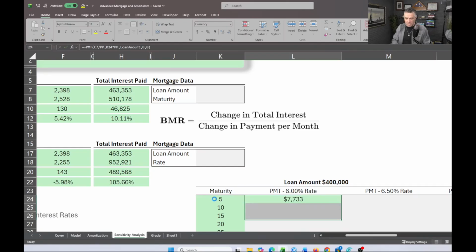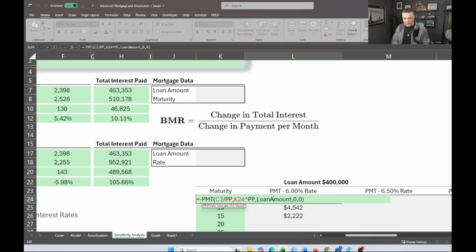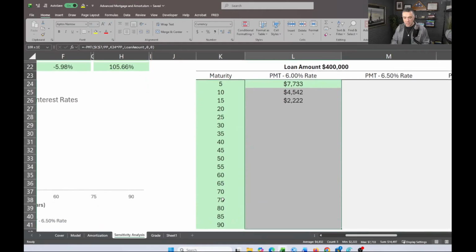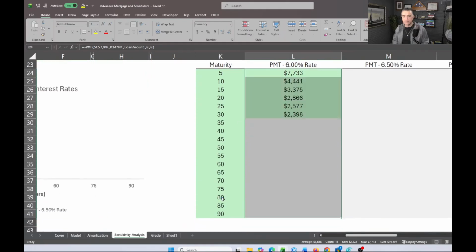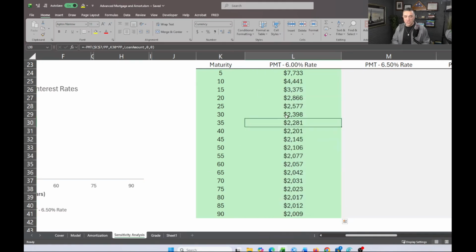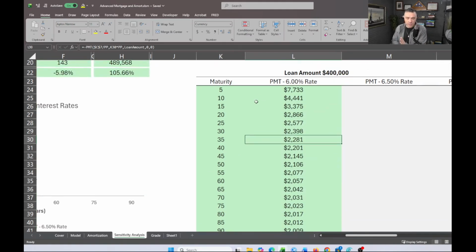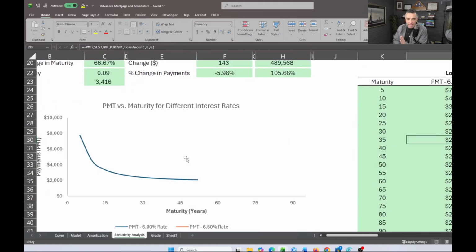I believe everything looks good. So, no, it does not look good. What did I forget to do? I forgot to put dollar signs on the interest rate. So I hit function F4. And so it shows with the 6% interest rate that as you increase the maturity, you see it dramatically fall. You see it dramatically fall in payments as maturity increases at a 6% interest rate.